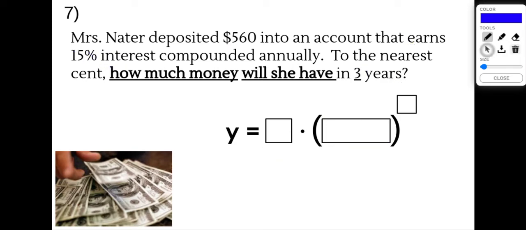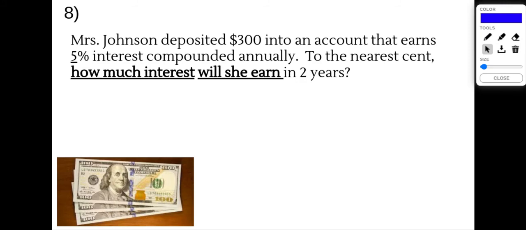All right, let's see how this next one is different. This one's about me. All right, Mrs. Johnson deposited $300 into an account that earns 5% interest compounded annually. To the nearest cent, how much interest will she earn in 2 years? Now, notice what's different about this one. It's asking how much interest I'm going to earn. That makes this a little bit different than the last one. And I want to know how much I'm going to earn in 2 years.